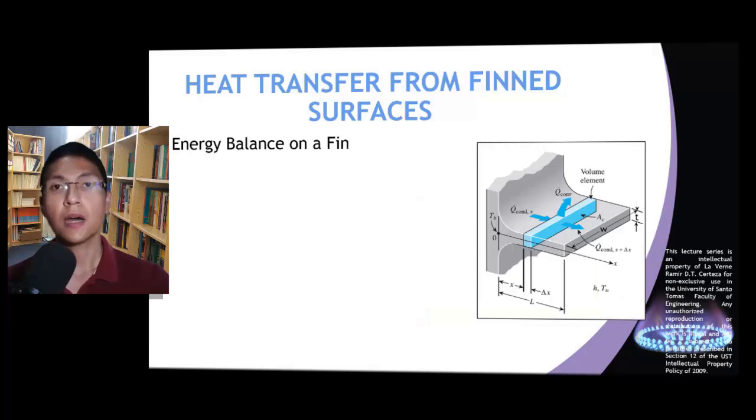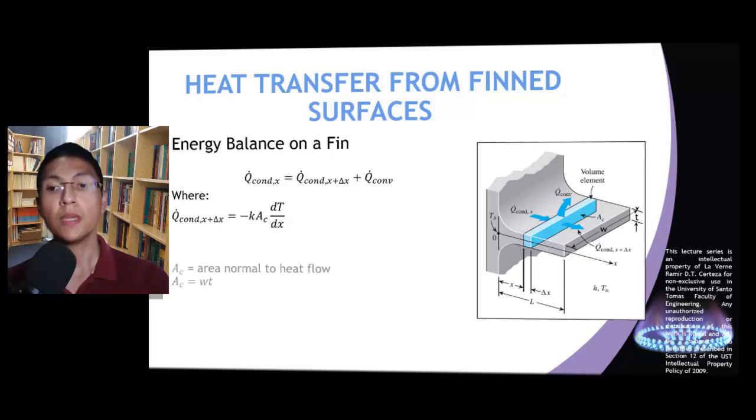Now let us analyze how heat is transferred through a fin. First, we shall take a differential volume element inside the fin and analyze the thermal energies coming into and out of this element. From the given figure, we can write the energy balance equation for this differential volume in this way. The rate of heat conduction going out of the differential volume is given by this equation, where A sub c is the area normal to heat flow. This can be computed by multiplying the width of the fin by its thickness.